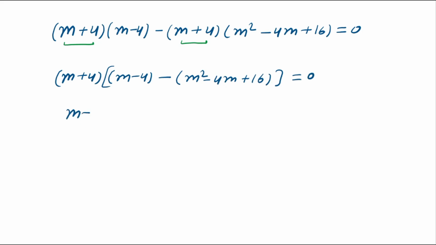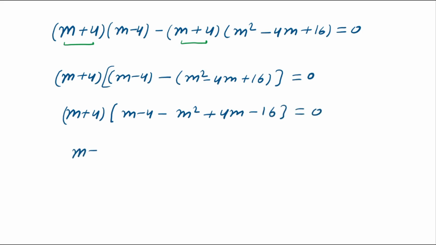(m plus 4) multiplied by (m minus 4), this minus is multiplied inside the bracket, then this is minus m square plus 4m minus 16, and this is equal to 0. (m plus 4) is multiplied by m, here m and here 4m. If we add both the terms, then you will get 5m.